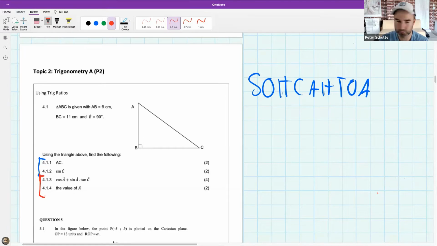Okay, so one of the things that might be helpful is to put information on the drawing. So BC is 11, AB is 9. And you're right, some of you are saying, can you use Pythagoras? Absolutely, you can use Pythagoras if you want. You can use trigonometry or Pythagoras, because this is a right angle triangle.